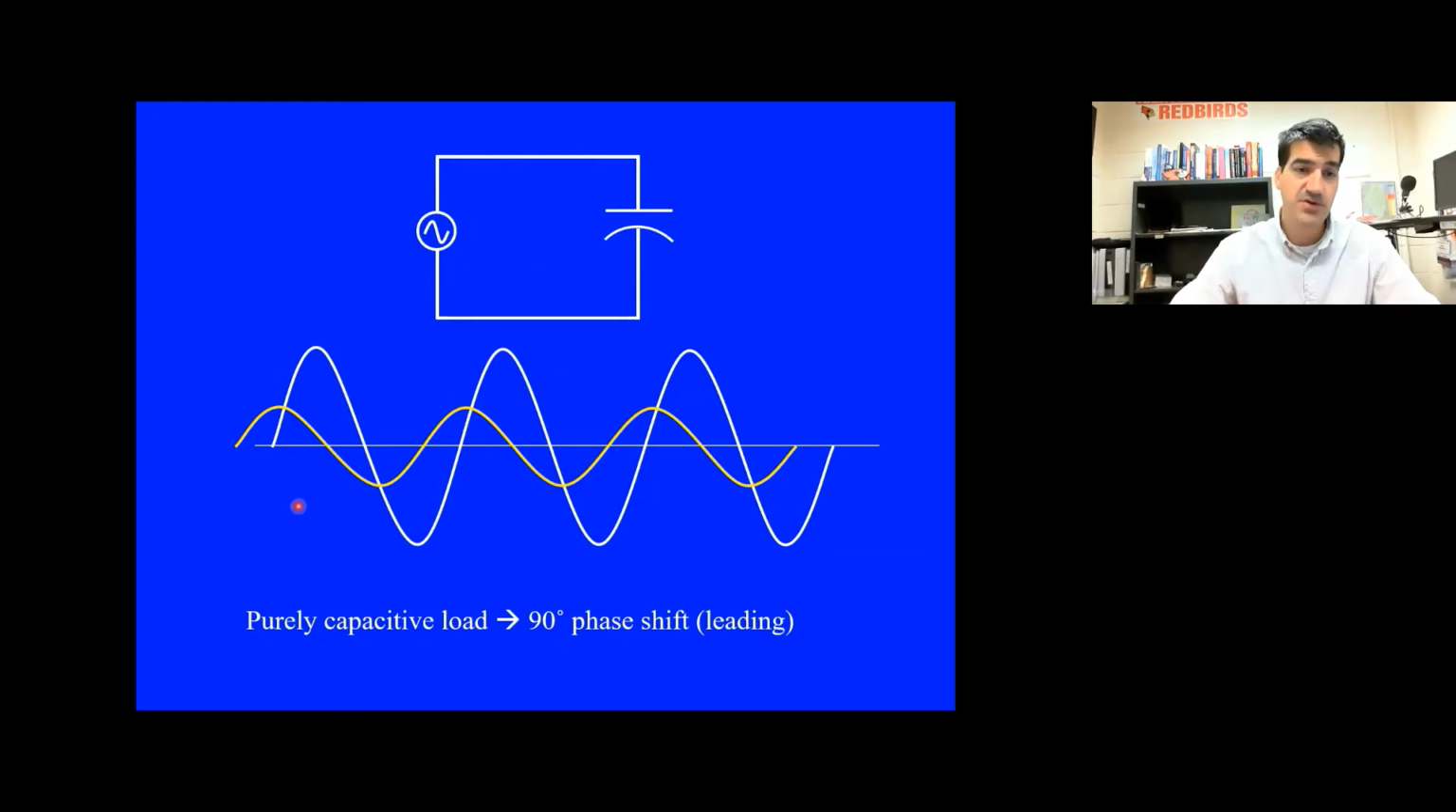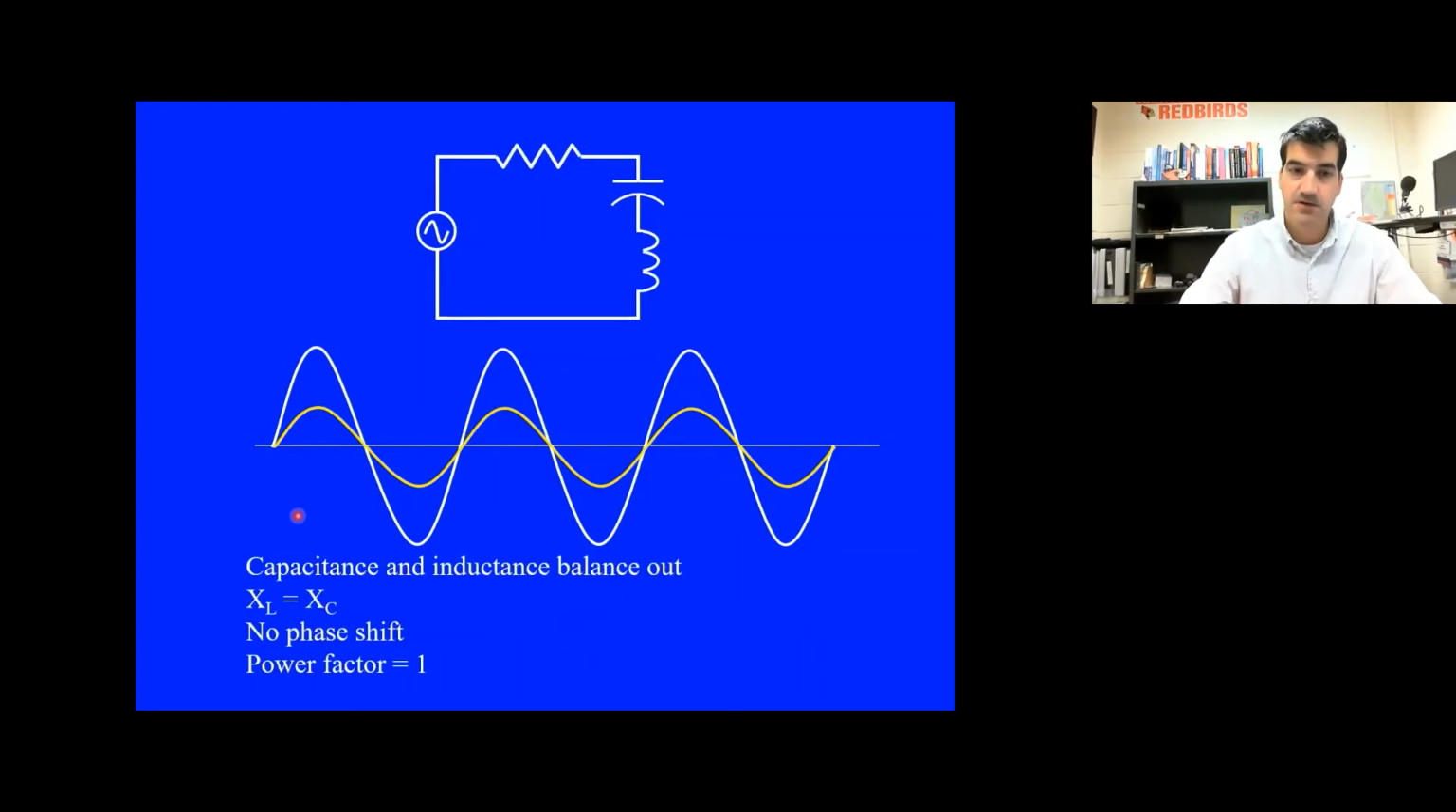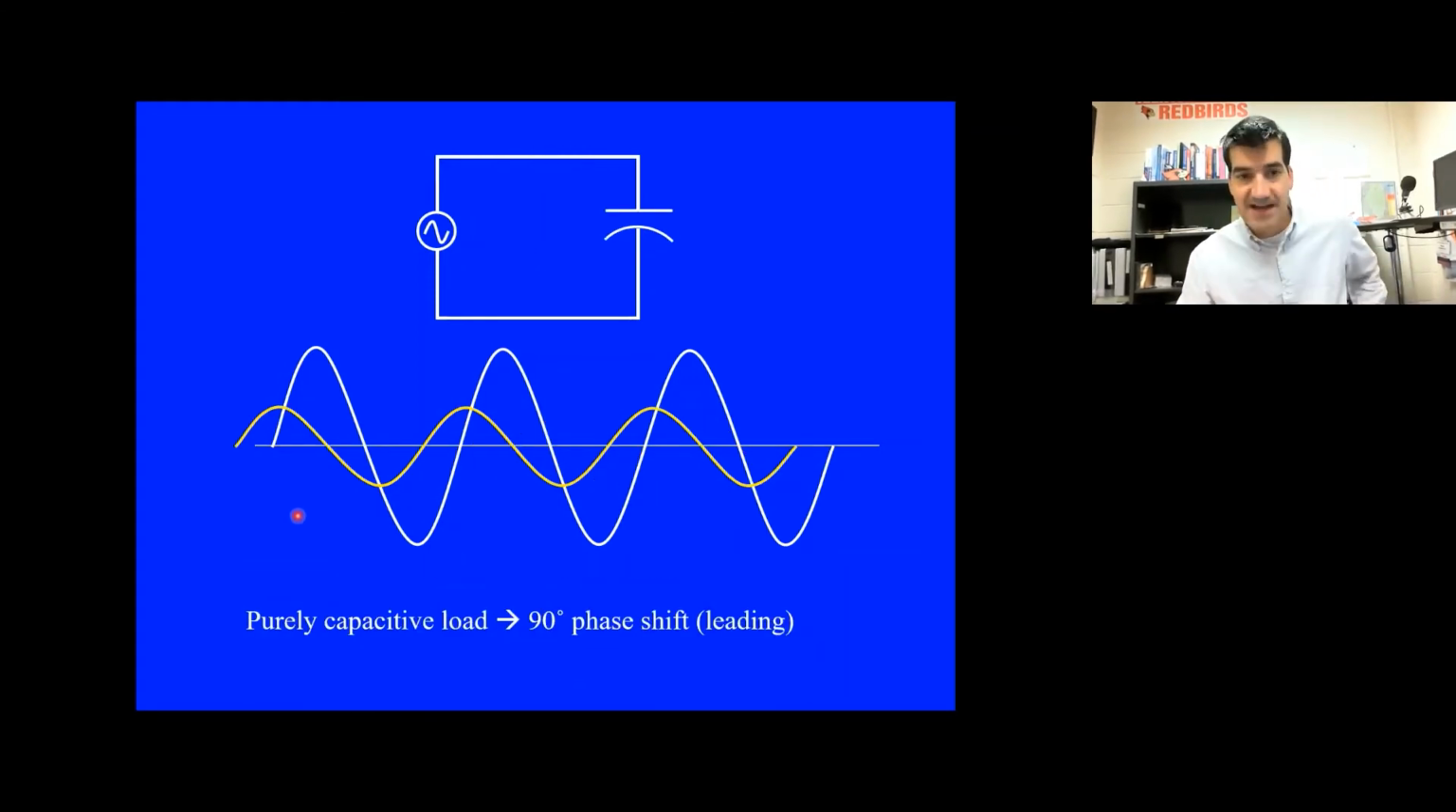And if I have a purely capacitive circuit, then my waveform is going to look like this, where the current is leading voltage by a full 90 degrees. And when that happens, whenever one curve has a peak, the other is crossing the zero axis.